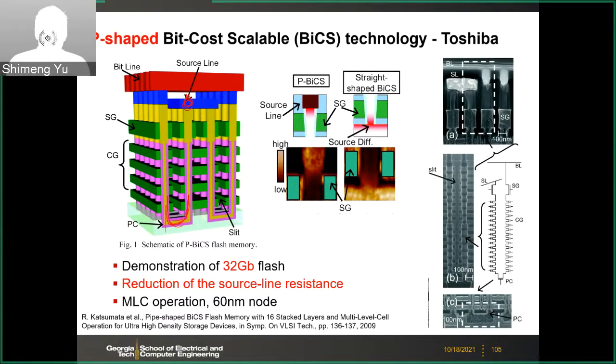So effectively, in this case, your string will be folded this way, because here the two adjacent pillars are connected.